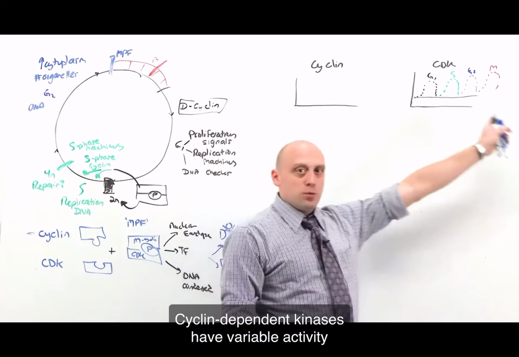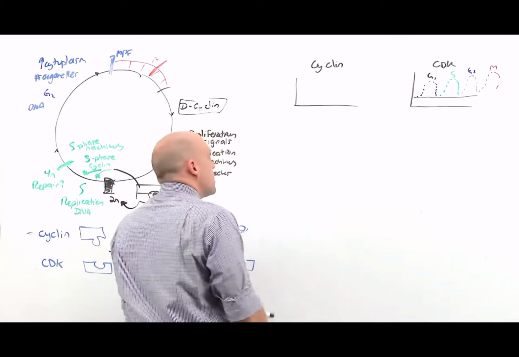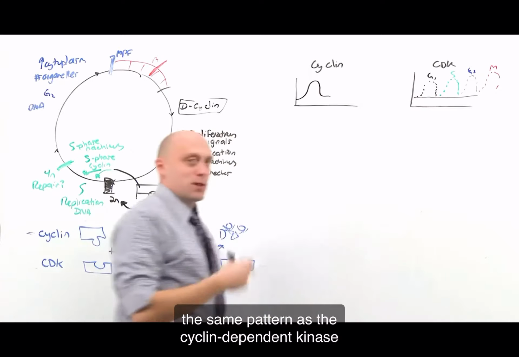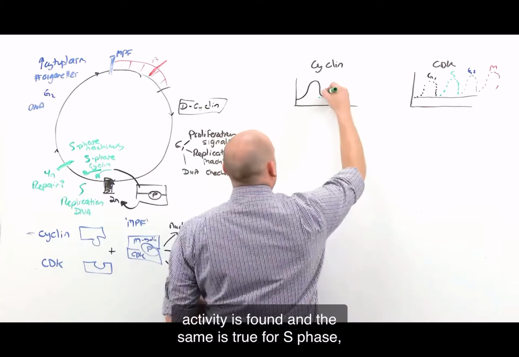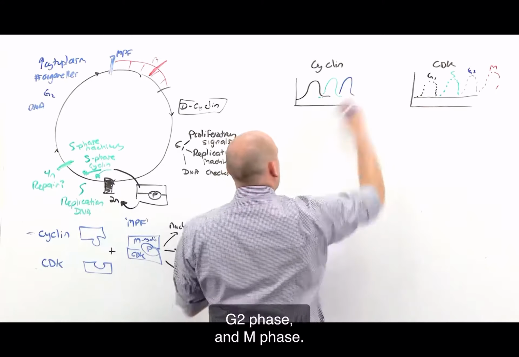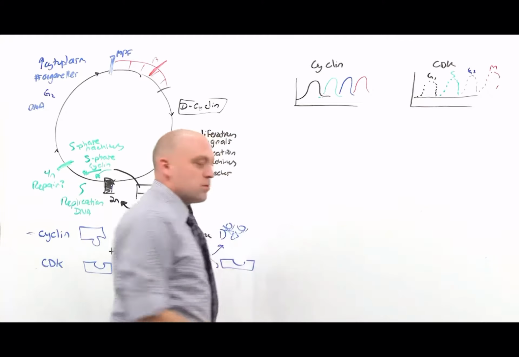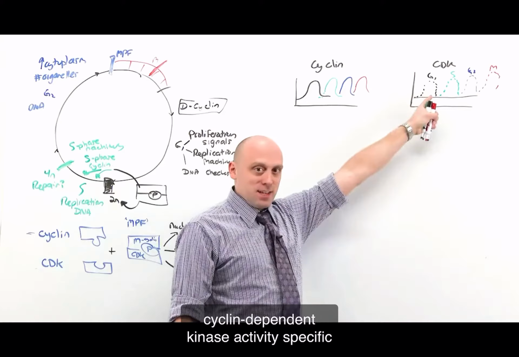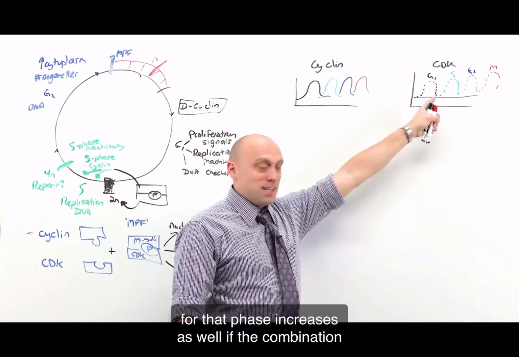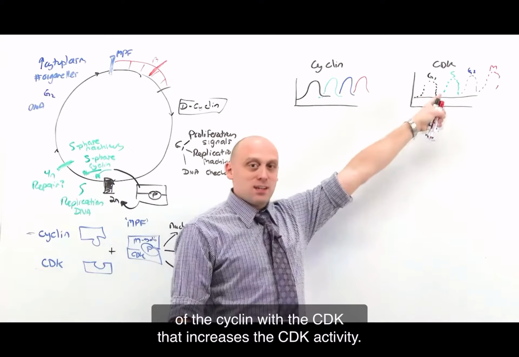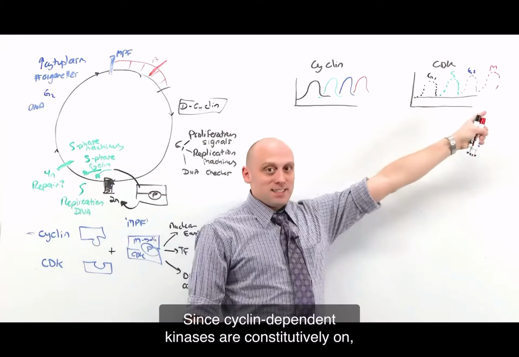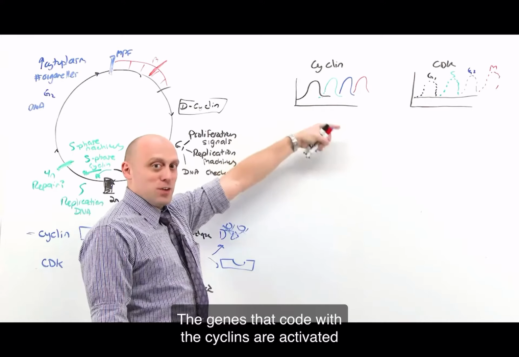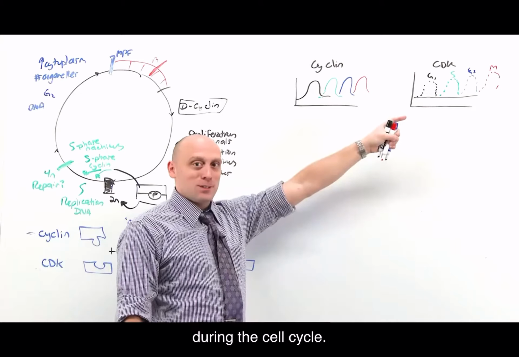Cyclin-dependent kinases have variable activity because of variable cyclin expressions. Cyclin D, the G1 cyclin, is expressed in exactly the same pattern as the cyclin-dependent kinase activity is found. And the same is true for the S phase, G2 phase, and M phase. So as the cyclin levels specific to that phase increase, cyclin-dependent kinase activity specific for that phase increases as well. It's the combination of the cyclin with the CDKs that increases the CDK activity. Since cyclin-dependent kinases are constitutively on, it's only the variable expression of cyclins. The genes that code for the cyclins are activated or inactivated at various time points during the cell cycle.